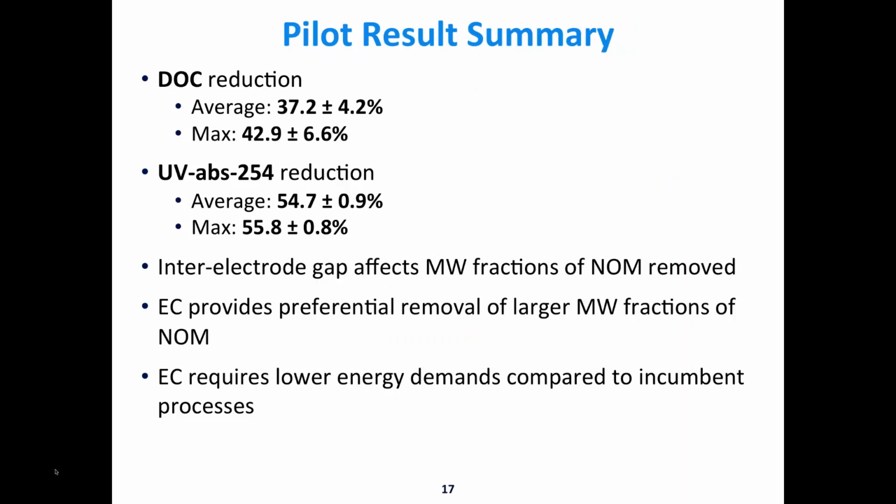So to summarize the pilot scale results, at the highest metal loadings we saw average DOC reductions of 37% and as high as 43%. And we saw UV reductions of up to 55% on average for the highest metal loadings and as high as 56%. Some of you might think that doesn't seem like a lot of reduction for both DOC and UV absorbance.